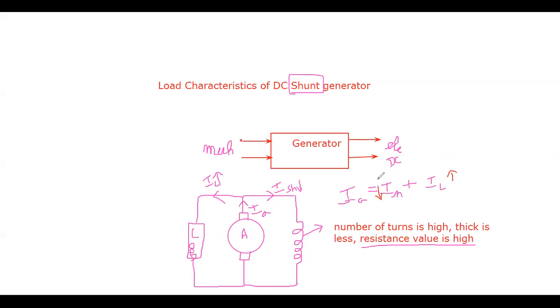The reason I already mentioned: the shunt current is very small because the winding is made up of a high resistance value. So that's the reason why we are getting a lesser value of shunt current.